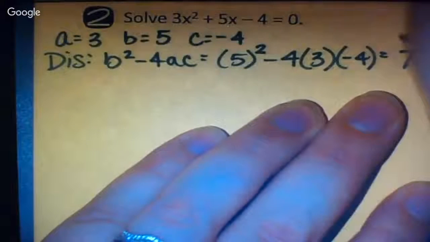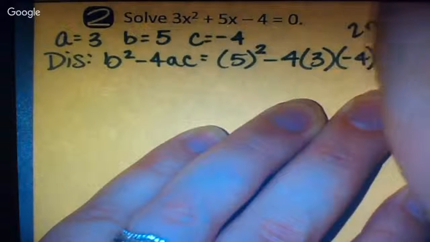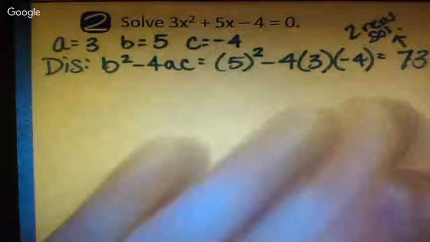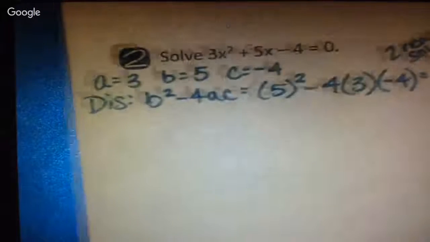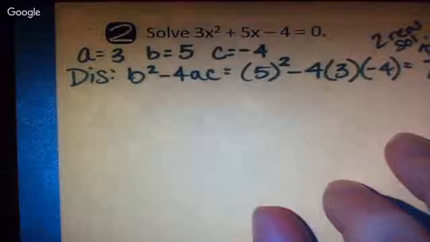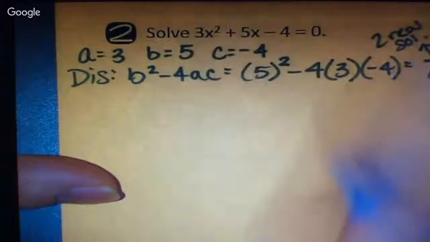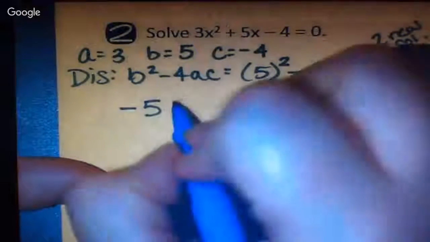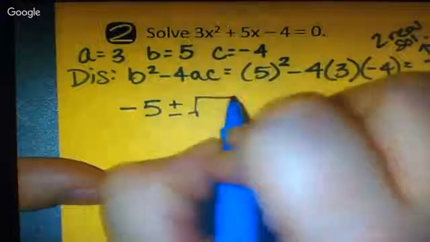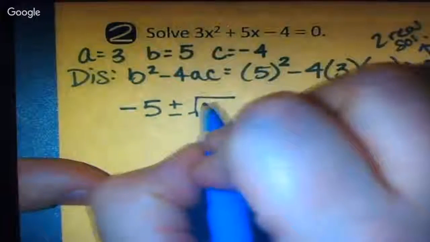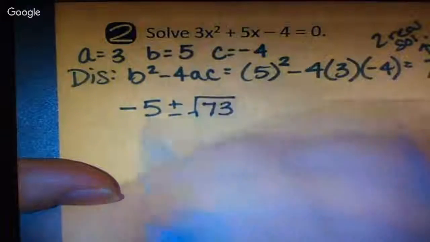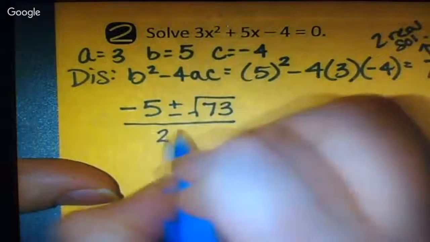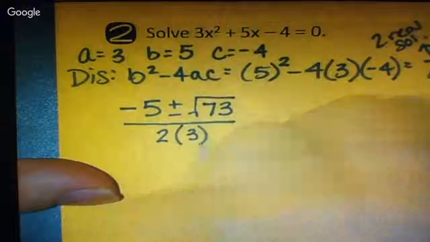Okay, so this still means 2 real solutions. But now they're not going to be whole numbers. They're not going to be pretty. They're going to be decimals. So now I need the opposite of B, which means my B value is now -5, plus or minus the square root of 73, divided by 2 times 3.